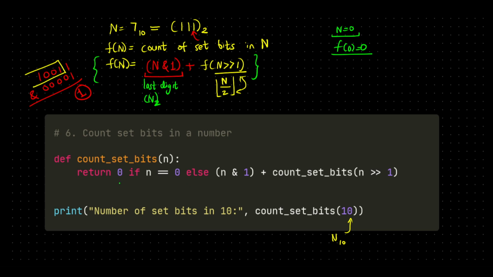So if we translate this in terms of code, the base condition is when n is 0, we return 0, else we find out the last digit using bitwise and, and the rest of the sum of the set bits, so counting set bits is same as summing the sum of digits in n's binary representation, which would be base 2. And the rest of the digits is same as n by 2 floor division.